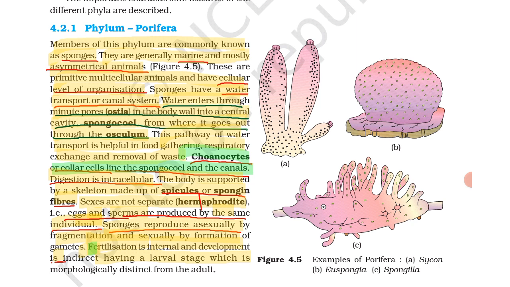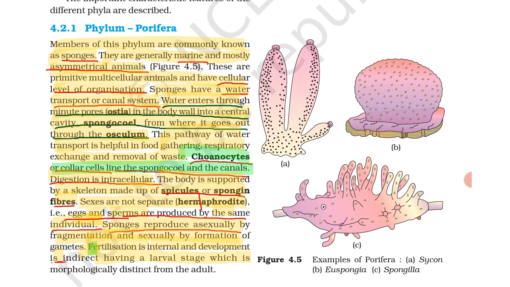So the next point about sponges is they are primitively multicellular, and they possess a cellular level of organization. From the starting onwards, sponges are asymmetrical animals. They are found mostly in marine habitat. Next, they are multicellular and exhibit a cellular level of organization.